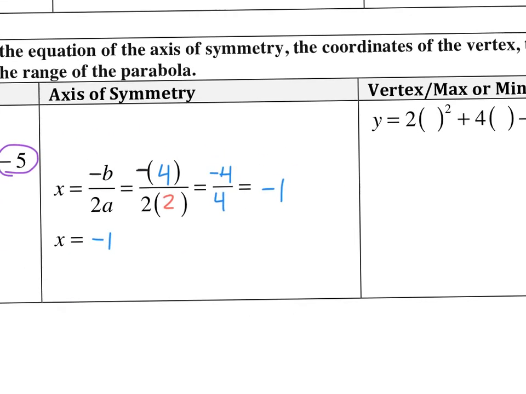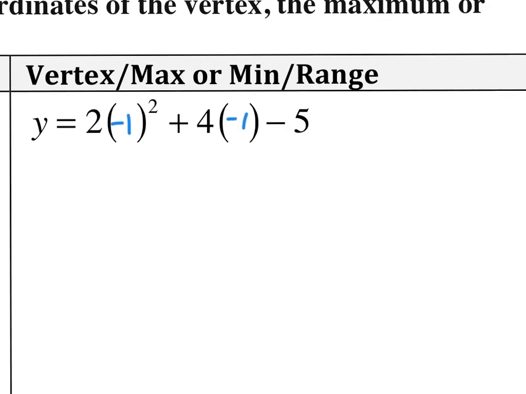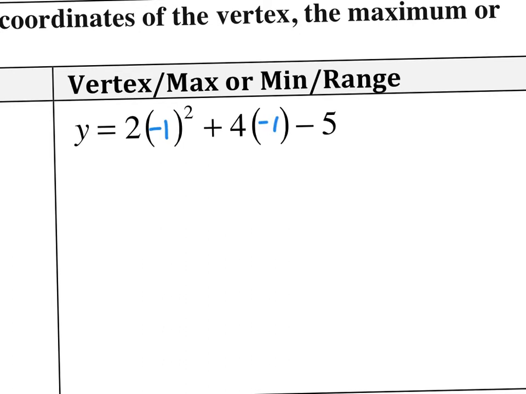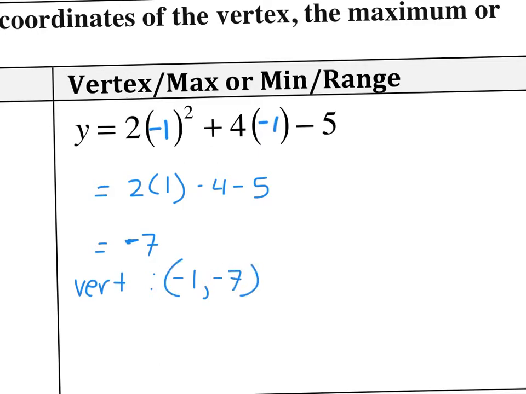Good. So now we know where the vertex is relative to the x. So I'm going to take that number and substitute it into the function. This is already written out for you, so you just substitute those in. And I get y equals 2 times negative 1 squared plus 4 times negative 1 minus 5. Now we simplify. This here is 2 times 1. Beware, the double negative there is positive. Minus 4 minus 5. And my final result is negative 7. So the vertex now is negative 1, negative 7.